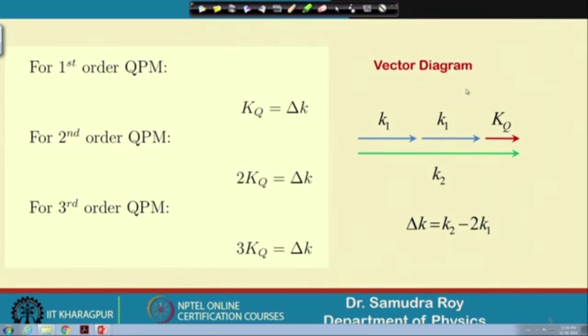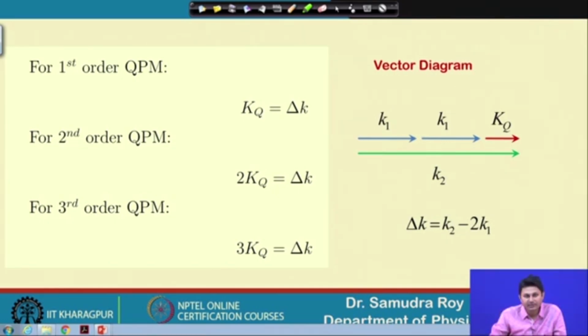In the vector diagram, this is a collinear kind of phase matching. If I write this vector diagram, you can readily see that delta K is equal to K2 minus 2 K1, and for the first order, it is Kq minus delta K equal to 0. So delta K can be represented in the vector diagram like this, and this Kq is the vector associated with the periodicity, because of the periodic d function.